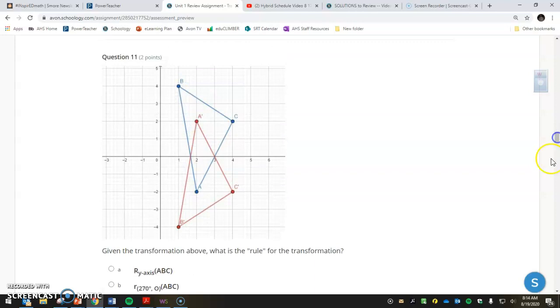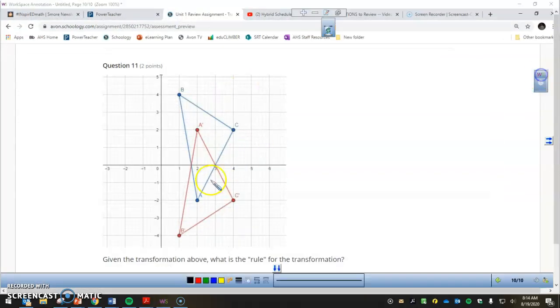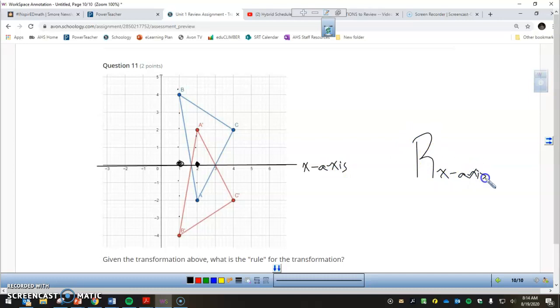So number 11, same type of deal. We have a reflection here. Notice how we could start with A. A is 1, 2, 1, 2. So right on the x-axis, we can do the same thing with B. So 1, 2, 3, 4, 1, 2, 3, 4. So that means that yes, the line of reflection is this x-axis here. So this would be a reflection over the x-axis.